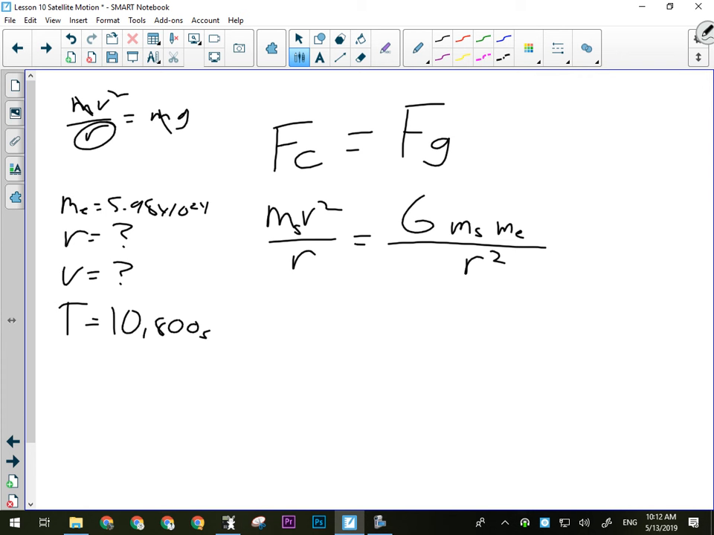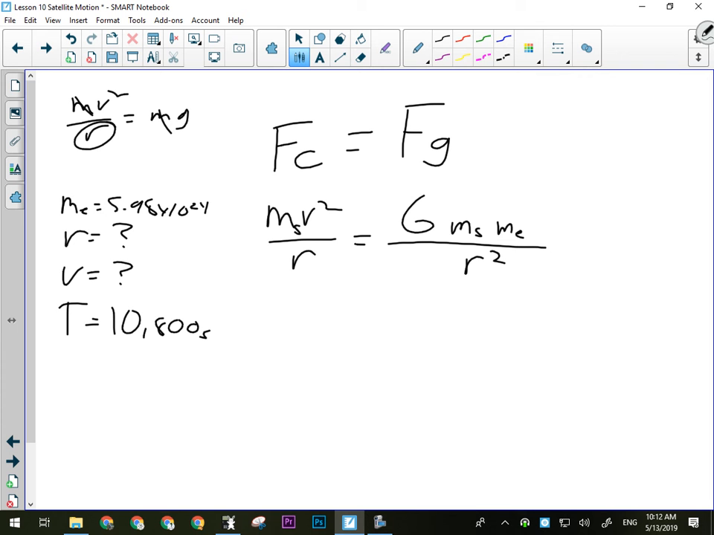Well, velocity would be in meters per second, but what two things did I put equal to each other? They're both what? Forces, right? What are forces measured in? And what is a Newton? A kilogram meter per second squared. So my units for time have to be in seconds. My units for radius have to be in meters.